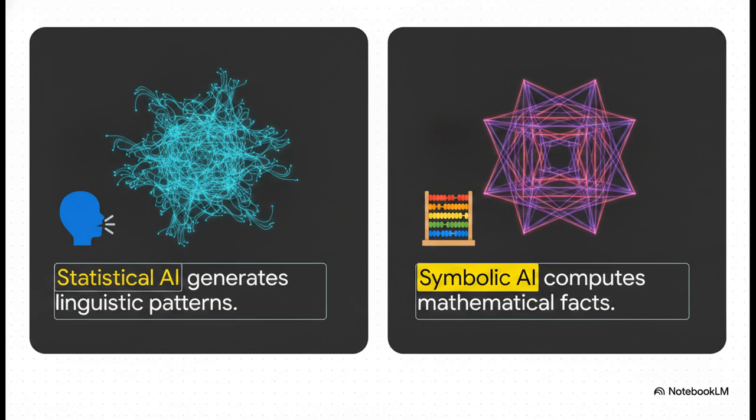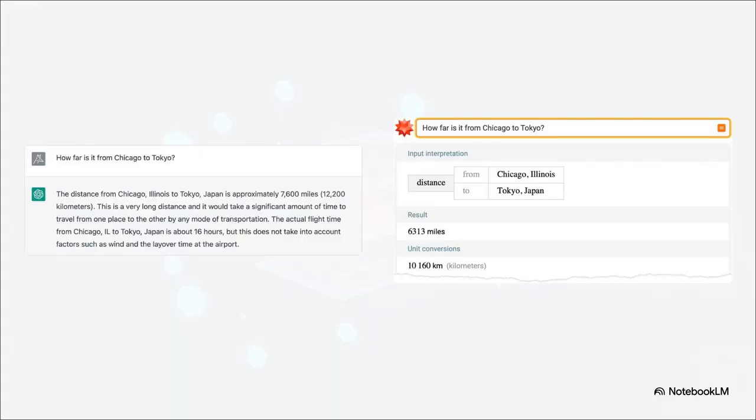On the exact opposite side, we have symbolic AI, like computation engines such as Wolfram Alpha. These systems don't guess. They compute precise, formal mathematical facts. Now, they don't have a natural conversational flow, but they are perfectly mathematically accurate. Take a look at how these contrast in practice.